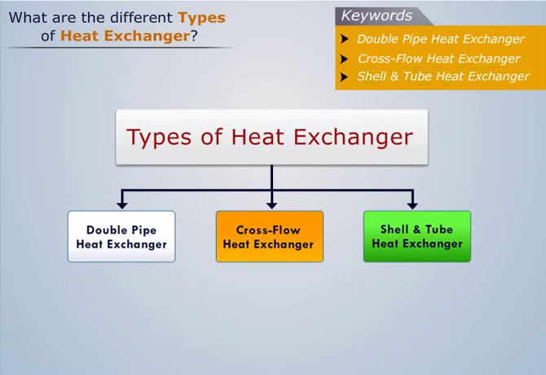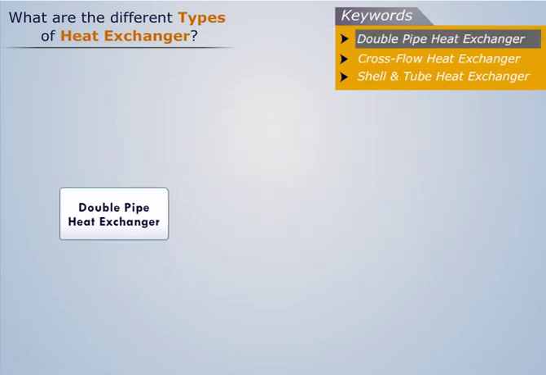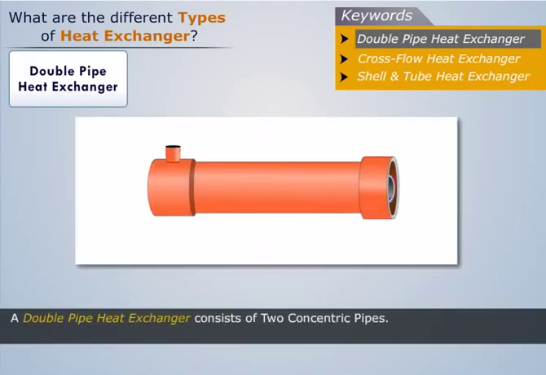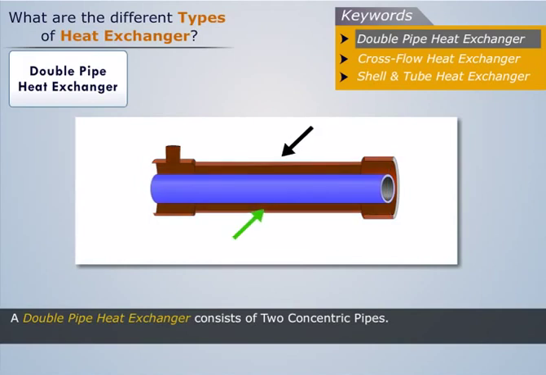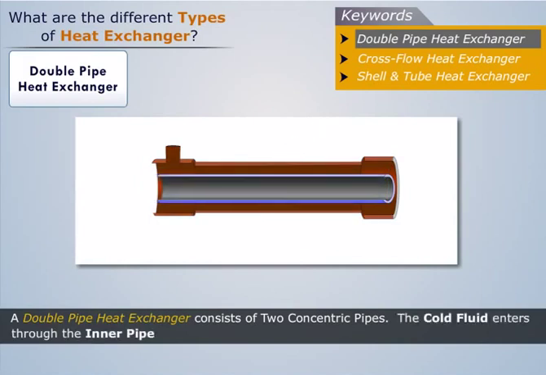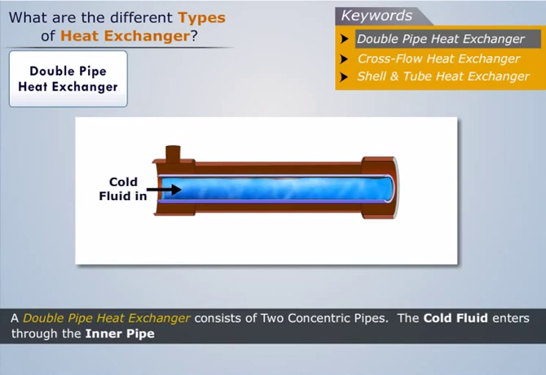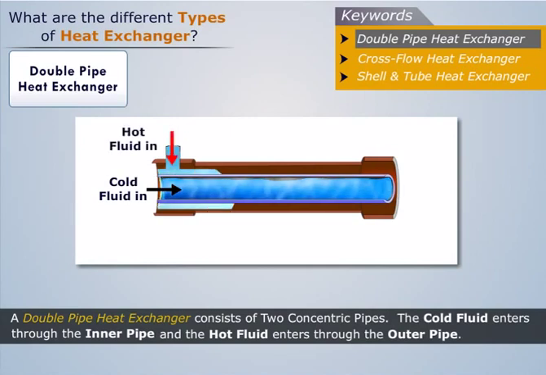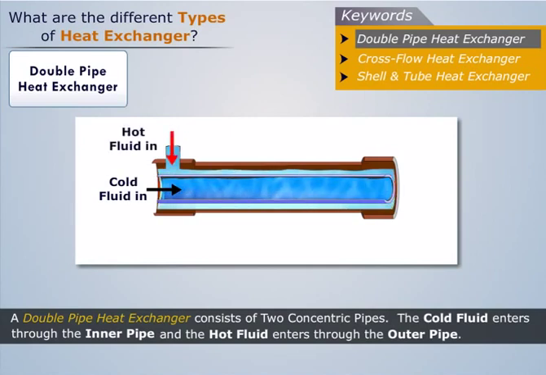First, let us understand double pipe heat exchanger. Double pipe heat exchanger consists of two concentric pipes as shown. The cold fluid enters through the inner pipe and the hot fluid enters through the outer pipe. Both these fluids flow parallel to each other towards the outlet.